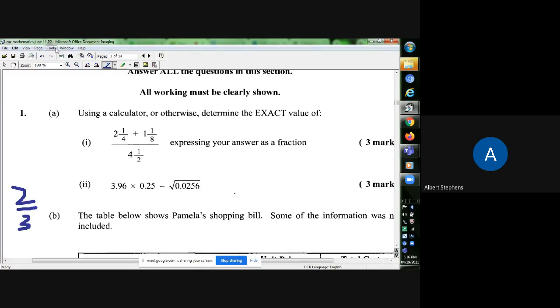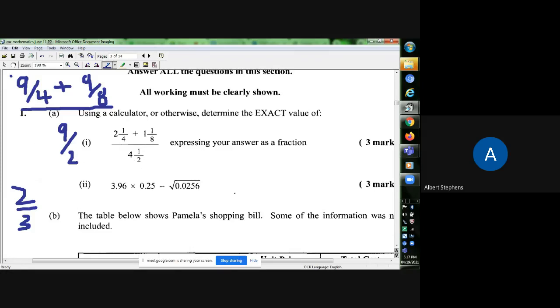All right, so what I normally do is to convert all these mixed fractions to improper fractions. So 2 times 4 is 8, 8 plus 1 is 9. So it's actually 9 over 4 plus 1 times 8 is 8, 8 plus 1 is 9. So that's 9/2. So 4 times 2 is 8 plus 1 is 9.